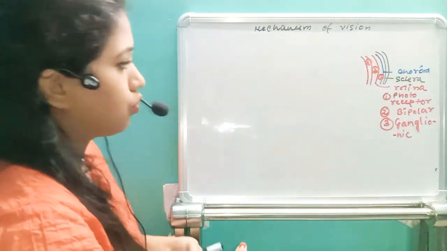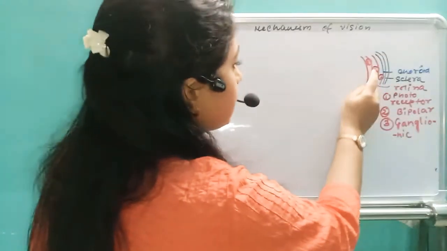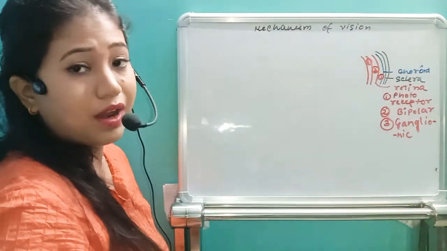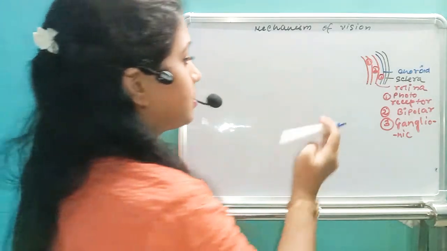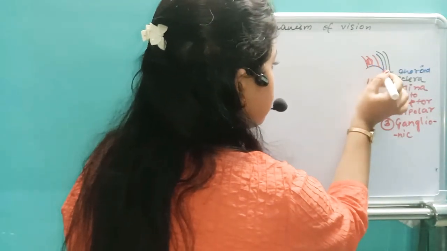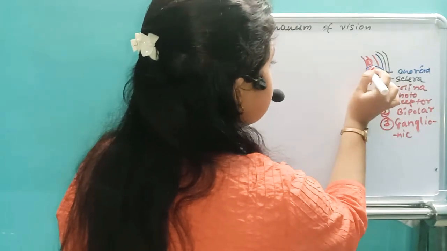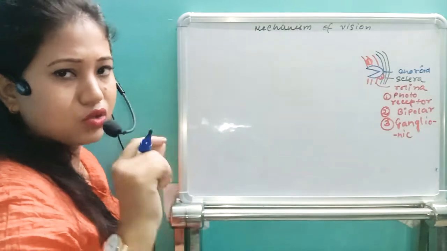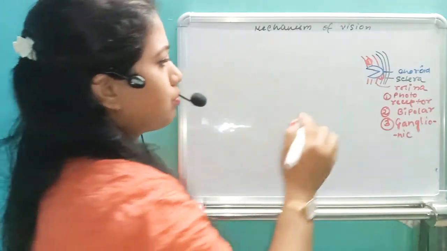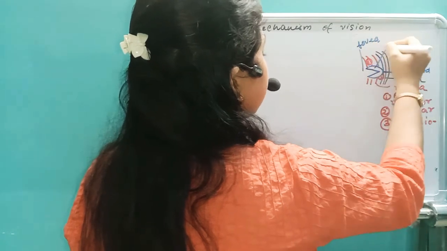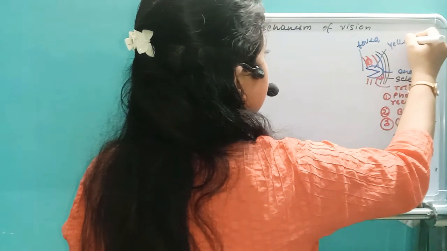Now in this region we have one very important part where the light will fall. What is that spot called? That will be called the yellow spot. If you can see here, this is the yellow spot, and in the center of this yellow spot it has a depression. That depression is called the fovea. So this is the fovea, and that spot is called the yellow spot.